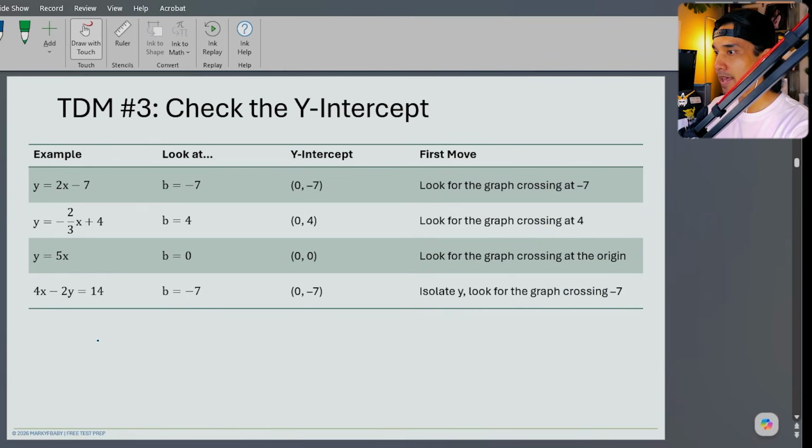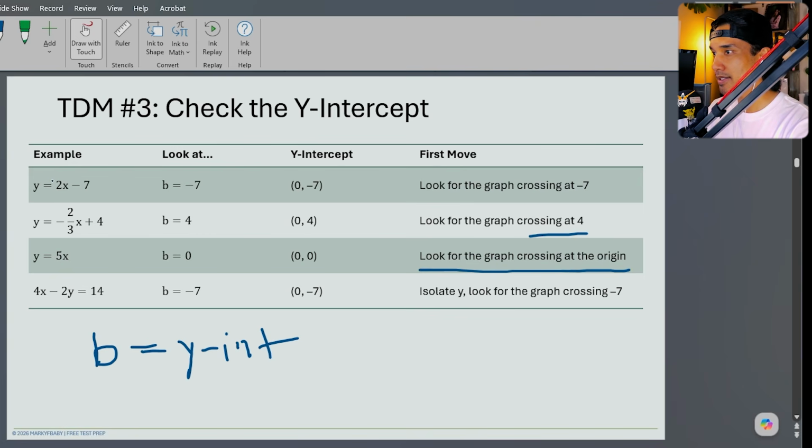And then I mentioned that b is equal to the y-intercept, right? So if you're just looking at the equation, y is equal to 2x minus 7, we know that b is just negative 7. Our y-intercept is 0, negative 7. We would look for a graph crossing at negative 7. Over here, b is equal to 4. 0, 4 is our ordered pair, and we're going to be looking for a graph that crosses at 4. Over here, we get y is equal to 5x. I'm looking at b is equal to 0, or we're just looking at the origin. I know that I'm going to be looking for a graph that crosses the origin.